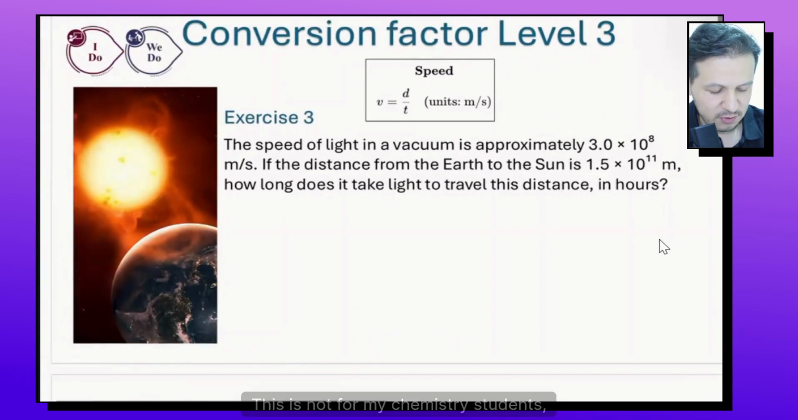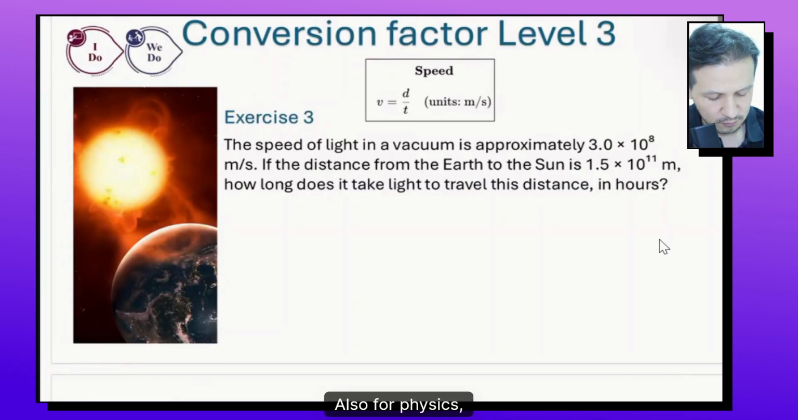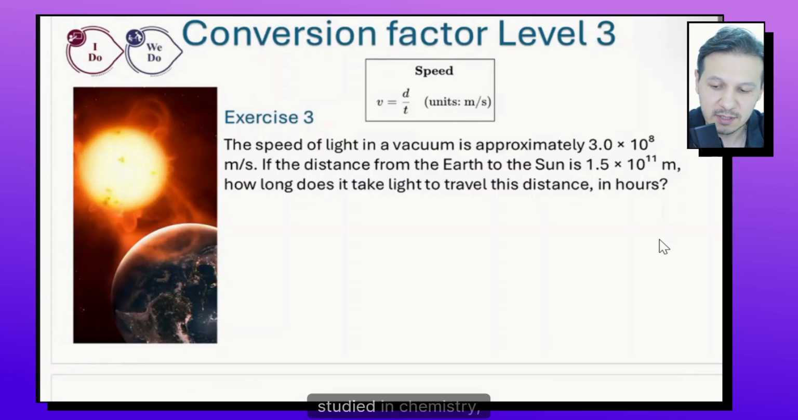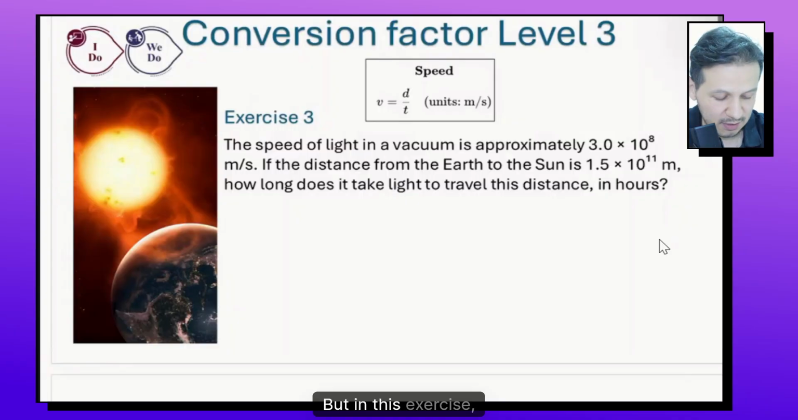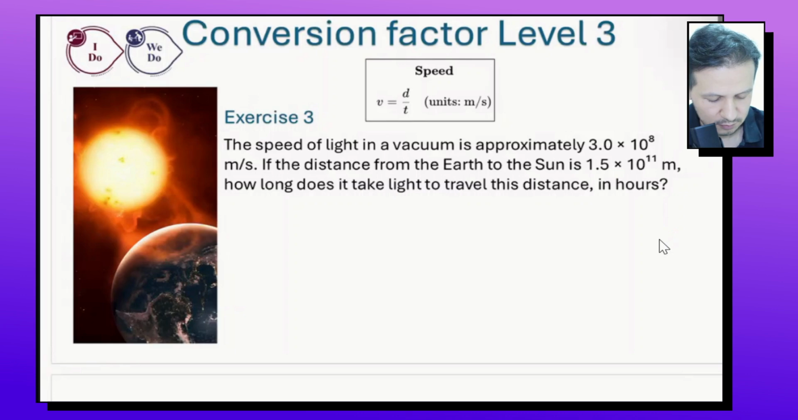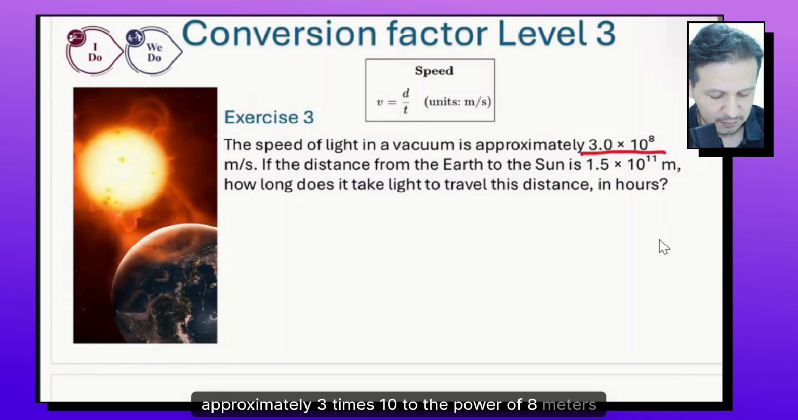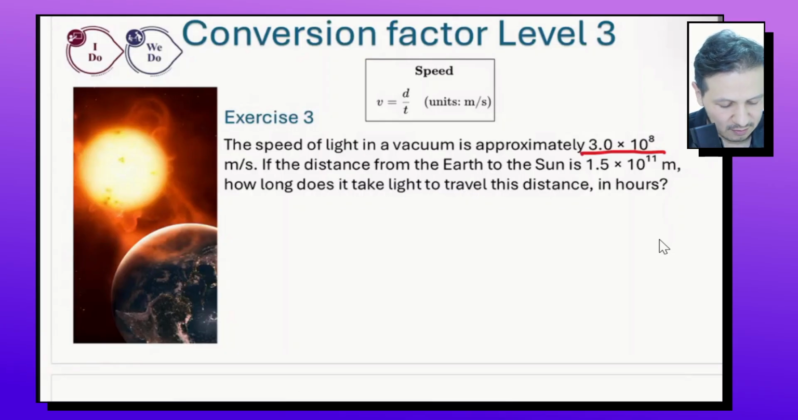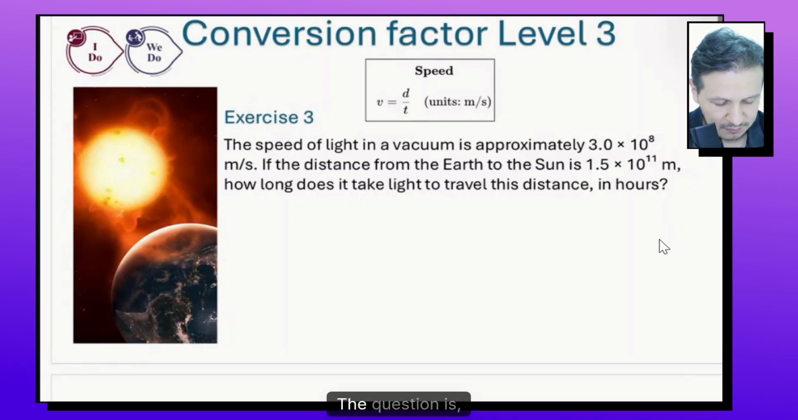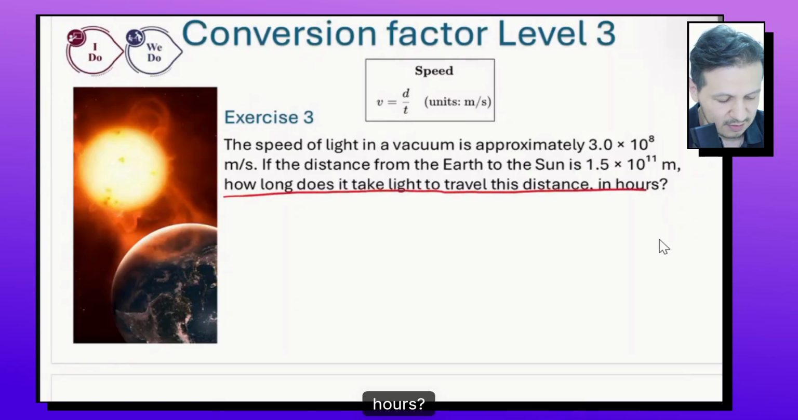This is not for my chemistry students, but it's also something they can do, also for physics students, because we are talking about a speed. Even though rate of reaction is something we studied in chemistry, concentration over time, in this exercise we have distance over time. It says the speed of light in a vacuum is approximately 3 times 10 to the power of 8 meters over second. The distance from Earth to Sun is 1.5 times 10 to the power of 11 meters. The question is, how long does it take light to travel this distance in hours?